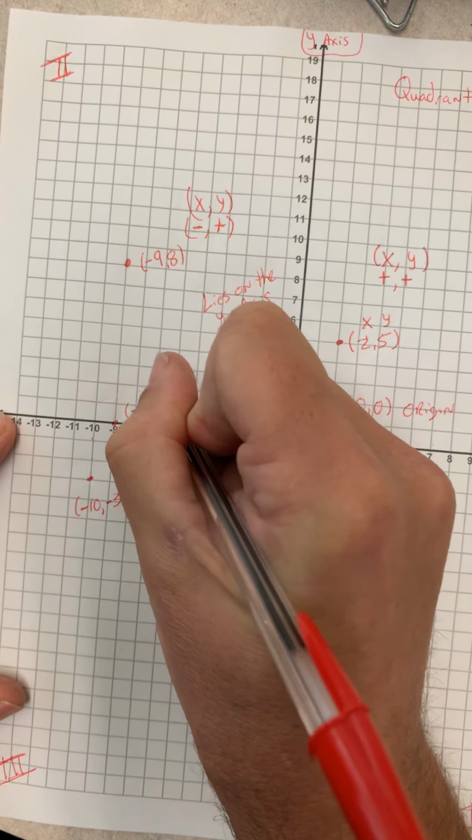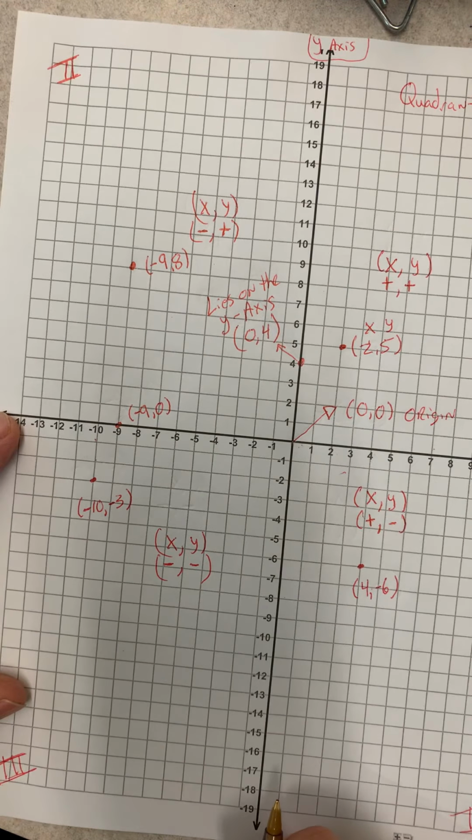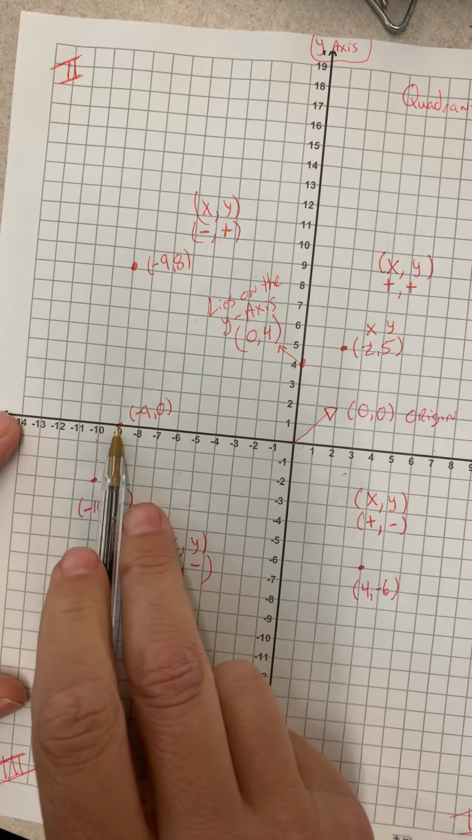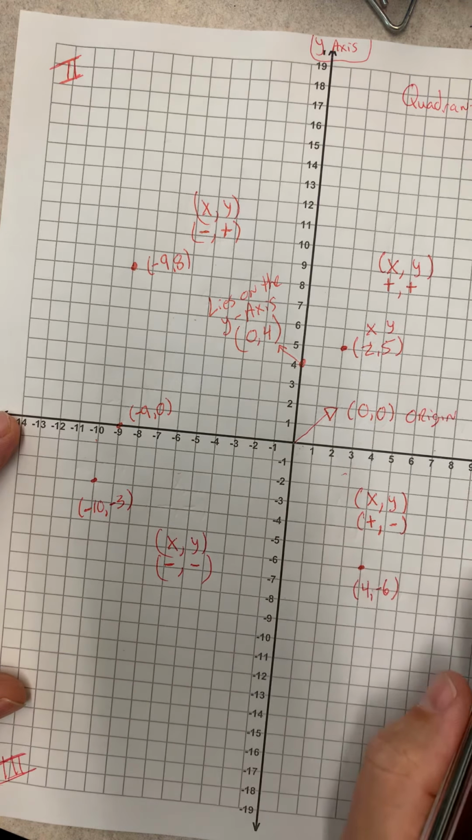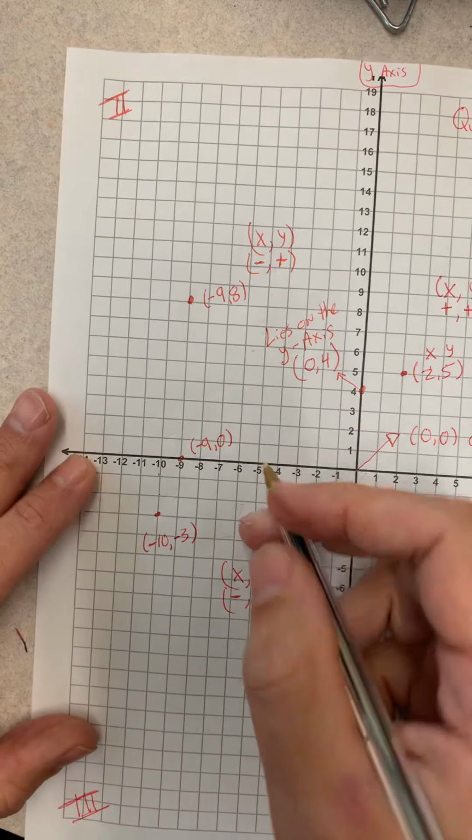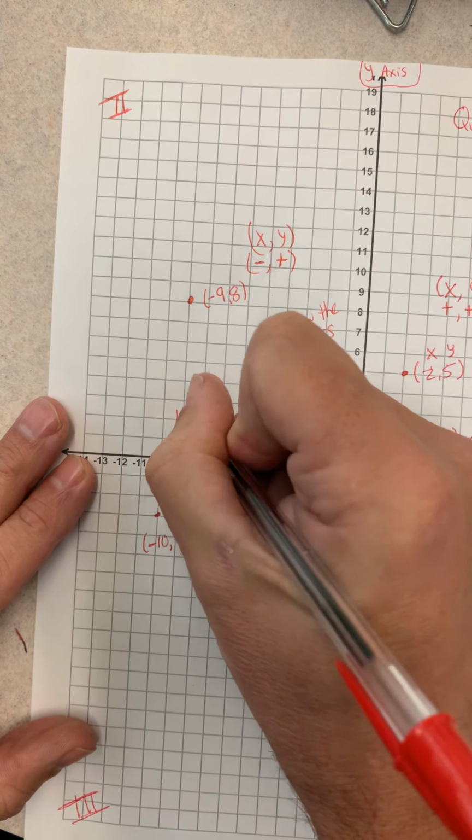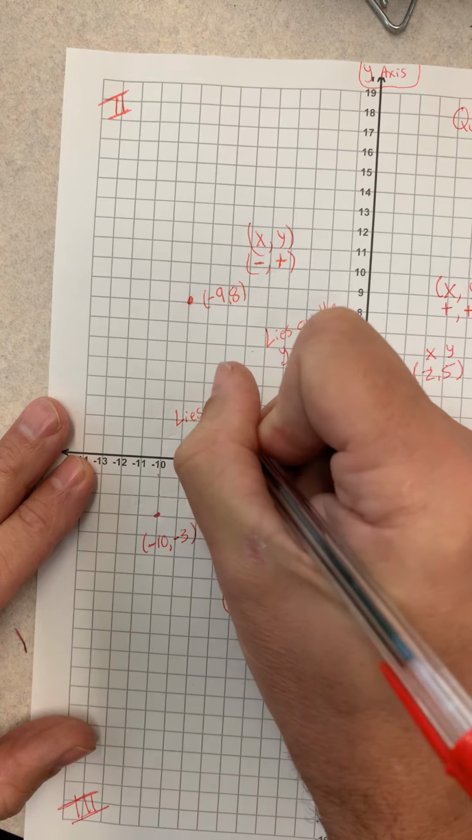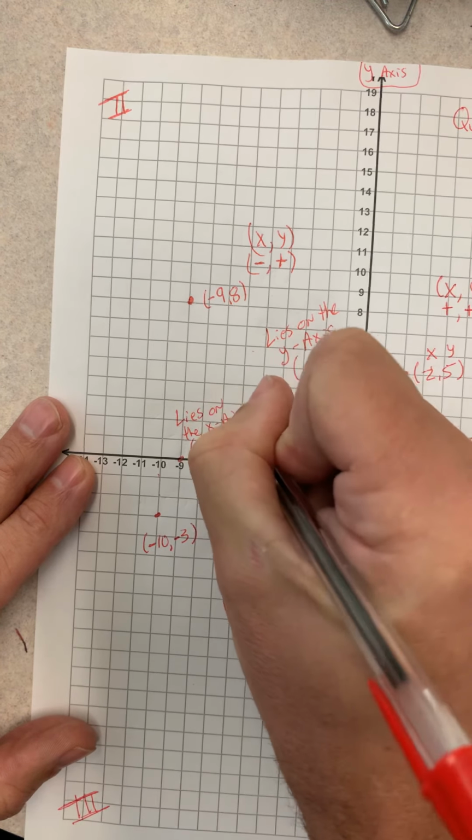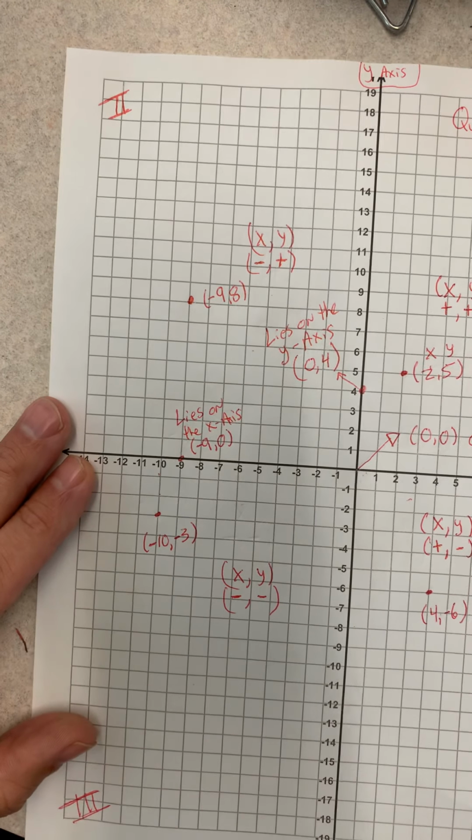9, but now my y is 0 because I'm not going up or down. This lies in between quadrants 2 and 3, and we don't say it lies in between there, we say it lies on the x-axis. This lies on the x-axis.